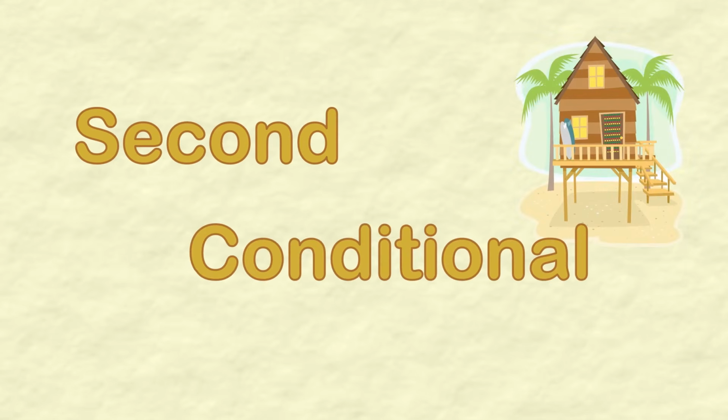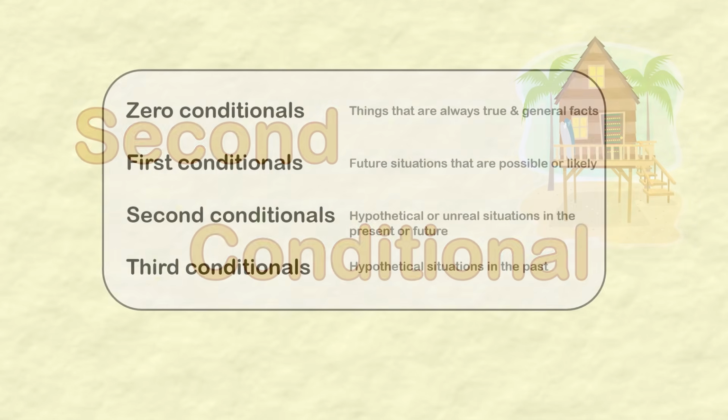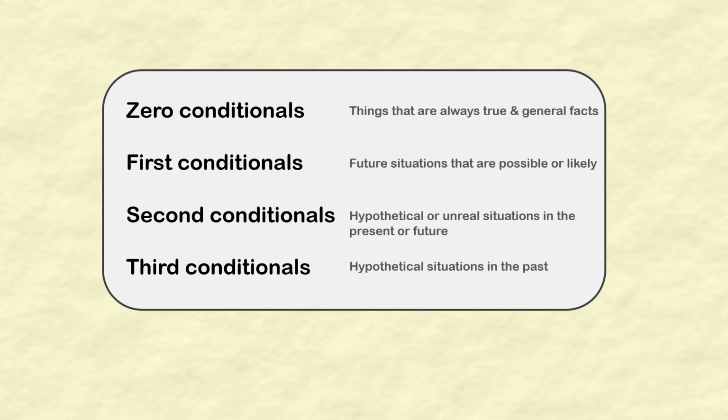Second conditional. There are 4 different types of conditional sentences. In this video, we're going to look at second conditionals. Be sure to check out our videos on 0, first, and third conditionals. You can find the links in the video description.